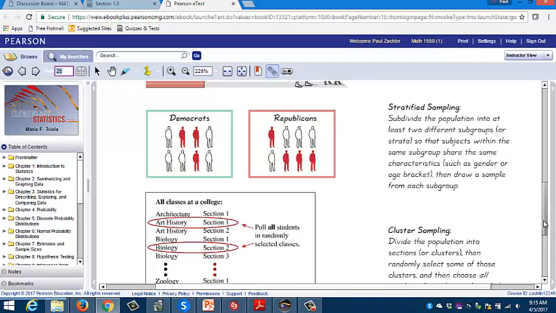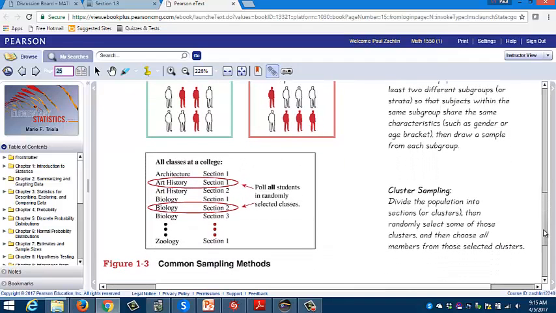Here's another way people do sampling. Cluster sampling. So divide into clusters and then choose everybody. Like this, guys, I'm going to select one row randomly, row 3. And I take everybody in row 3, and that's my sample of the class. That's called cluster sampling.